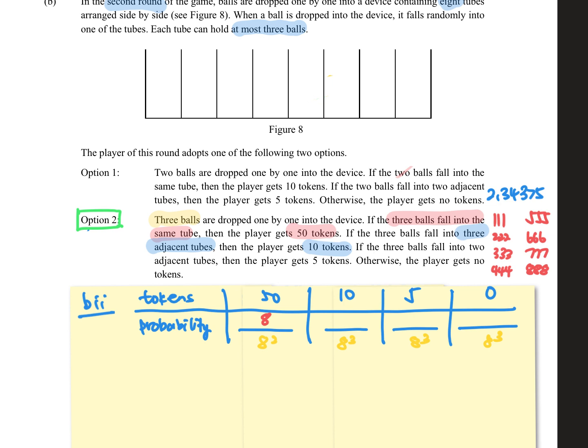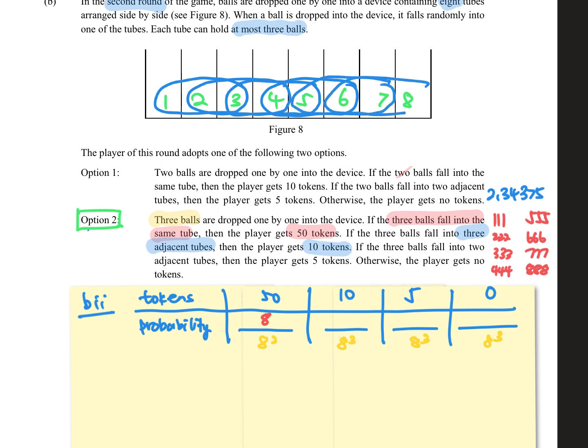Right. So it could be 1, 2, 3, the first case, 2, 3, 4, second, third, and then fourth, fifth, and then sixth. So that's why, okay, if in option 1, so that's 7, so this time we have 6.